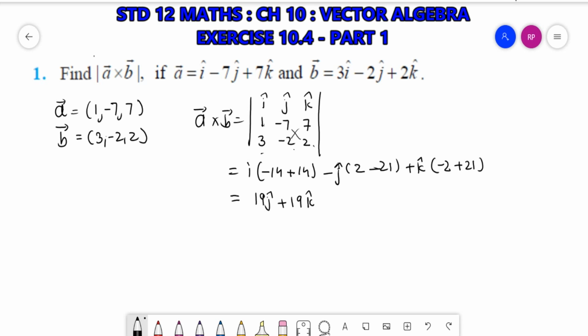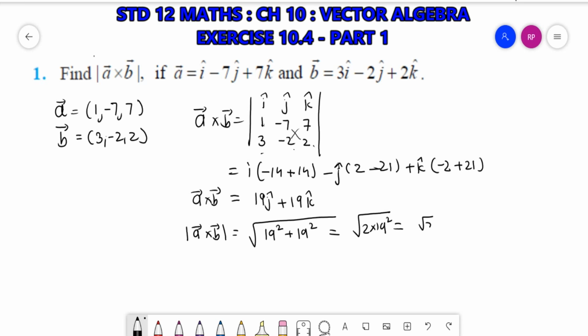Okay, so now this is vector A cross B, but now we need to find the modulus of A cross B, that means the magnitude. So this will be equal to under root of 0 square plus 19 square plus 19 square. So root of 2 times 19 square. So root of 19 square is 19, and this is equal to 19 root 2. So the value of A cross B magnitude is 19 root 2. Clear? So this was about question number 1. So just note it down.